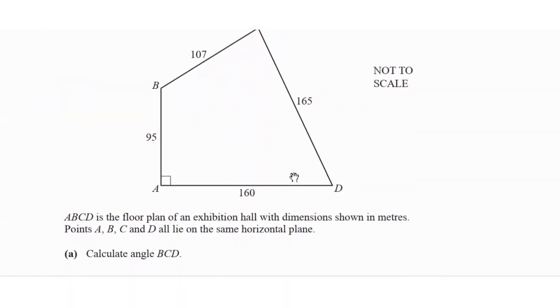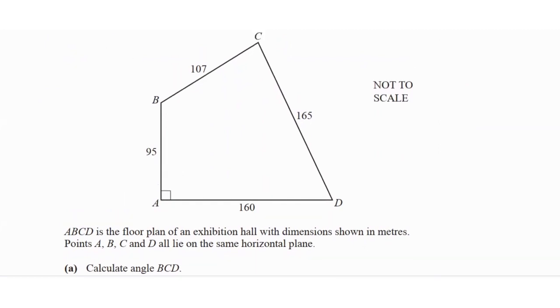Question 7 says ABCD is a floor plan of an exhibition hall with dimensions shown in meters. Points A, B, C, and D lie on the same plane. Calculate angle BCD. That's basically this angle. So what we can do is connect points B and D. Once we connect B and D, we can see that we have a triangle BCD, and in this triangle we have two lengths over here.